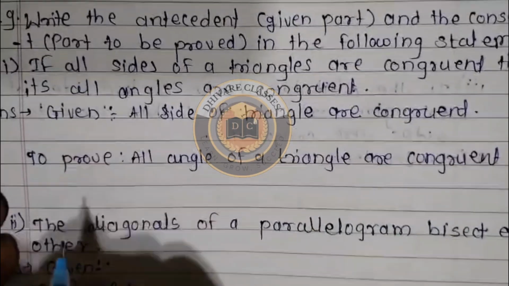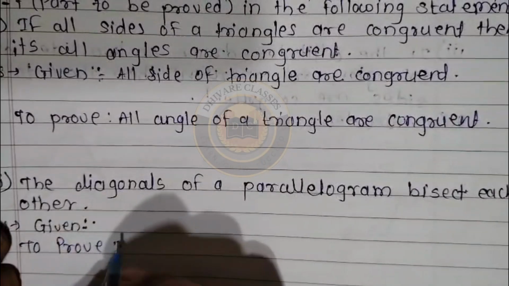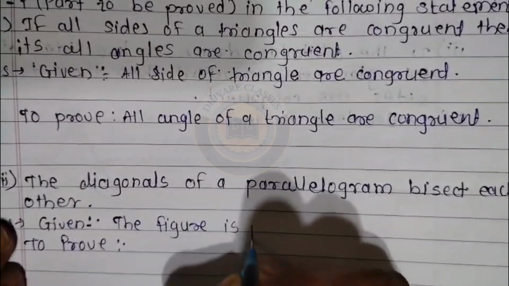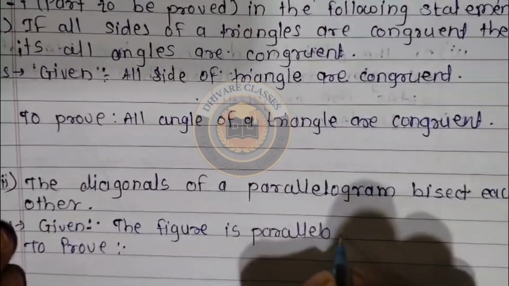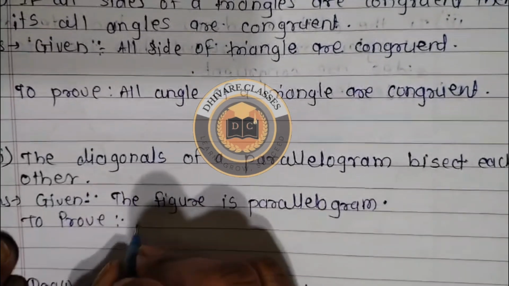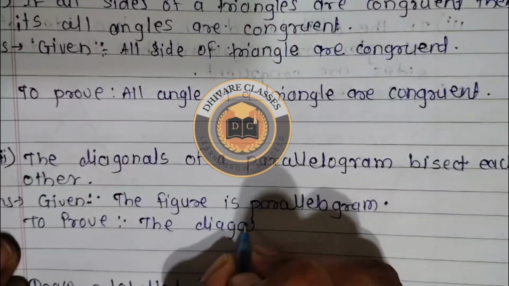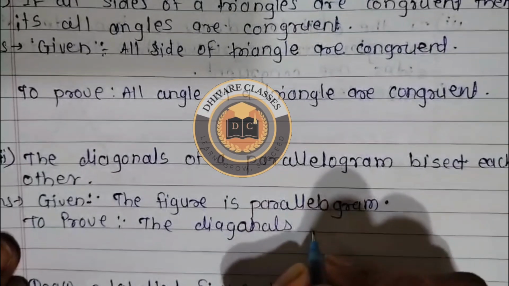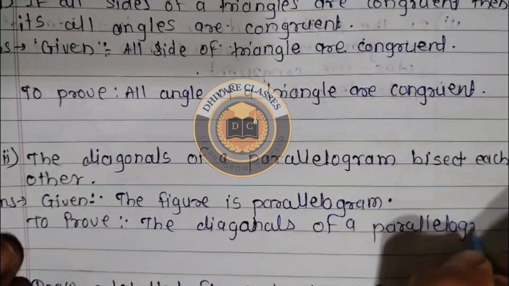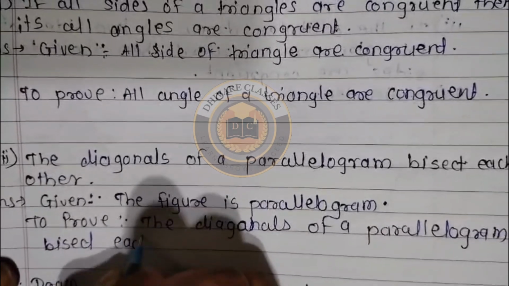Second: the diagonals of a parallelogram bisect each other. Given: the figure is a parallelogram. To prove: the diagonals of a parallelogram bisect each other.